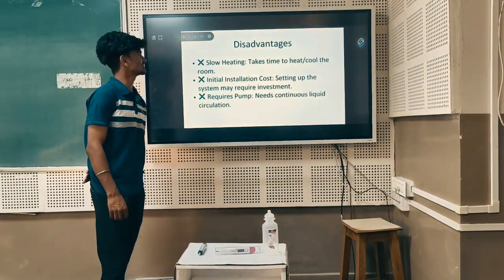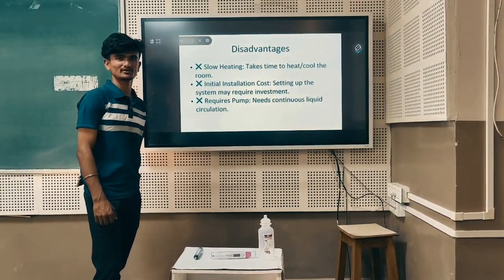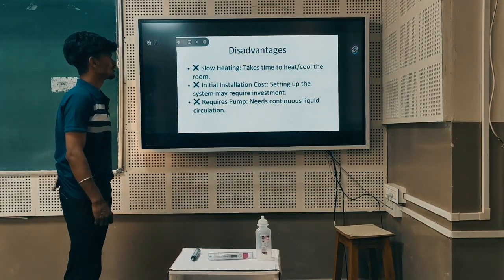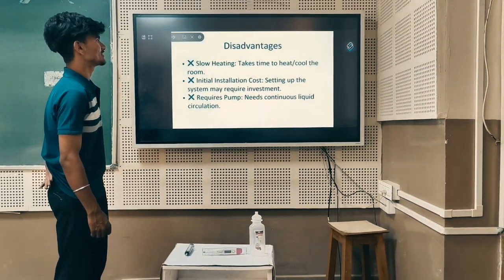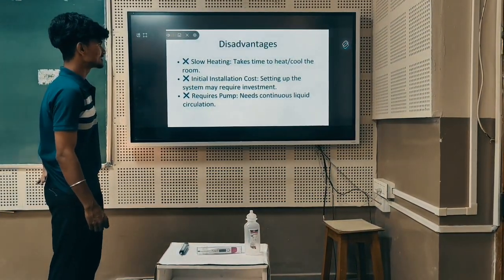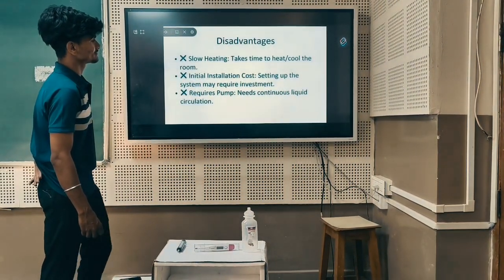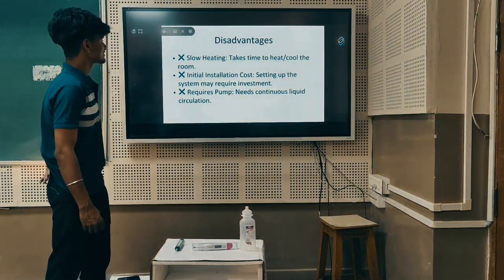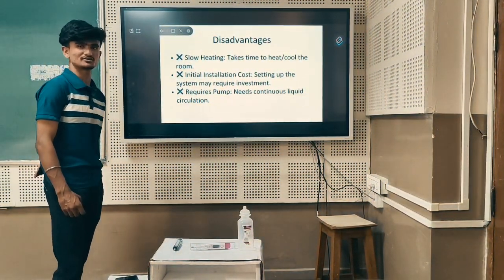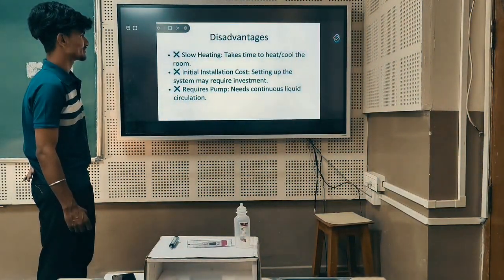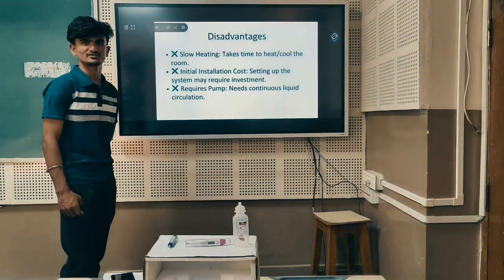I will discuss the disadvantages of the eco-friendly heating system. Slow heating, takes time to heat or cool the room. Initial cost, installation cost: setting up the system may require investment. Requires a pump, needs continuous liquid circulation.